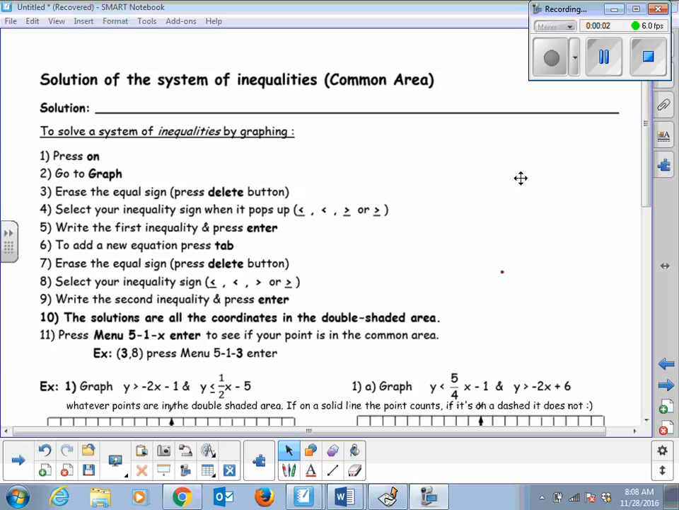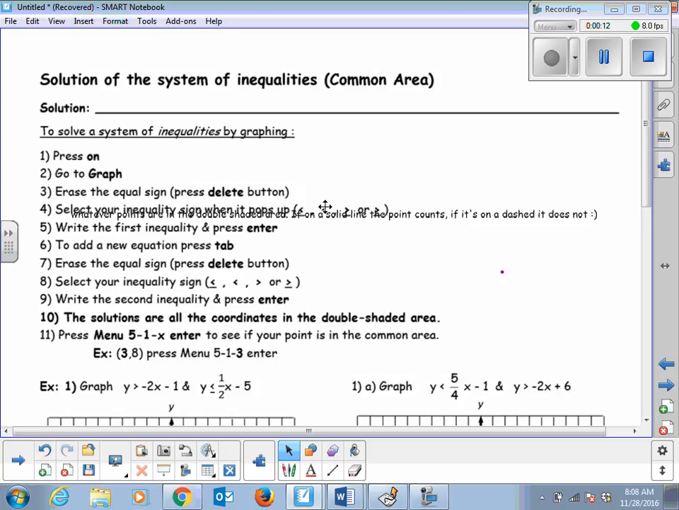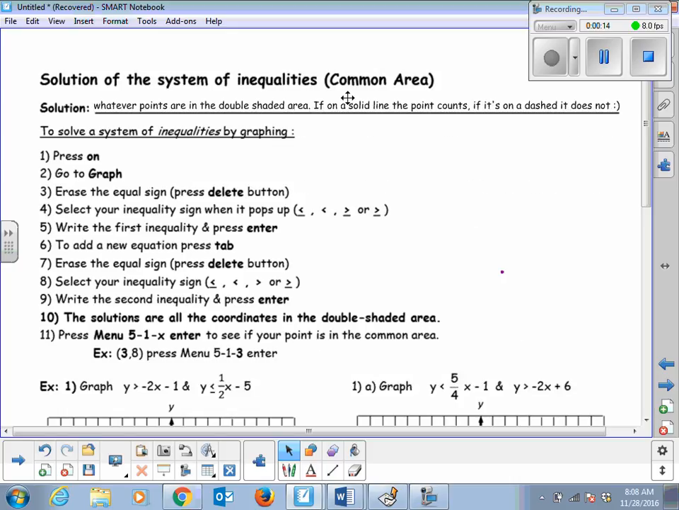Okay, looking on page 14, we're going to be graphing the solution of the system of inequalities. So this is different from equations in that we're not looking for one point. We have a bunch to look at because it's an inequality. So here, the solution means whatever points are in the double shaded area.